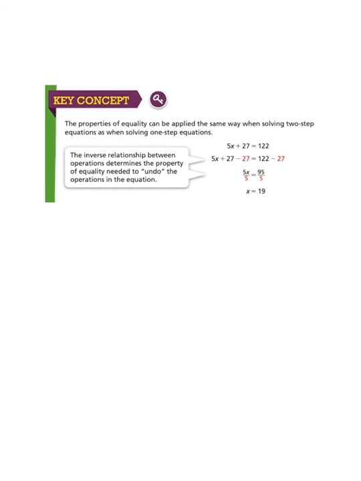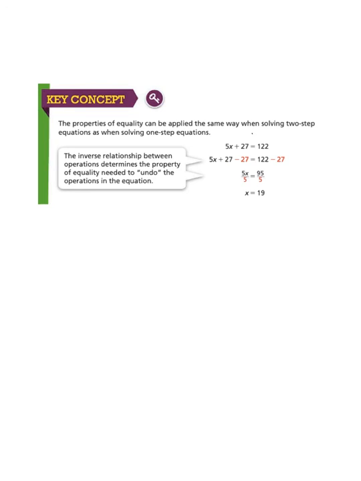So again, just key point, remember, draw a line down from your equation. You're using the opposite operation to solve. Get rid of whatever constants you have first, and then isolate your variable. That concludes our lesson.